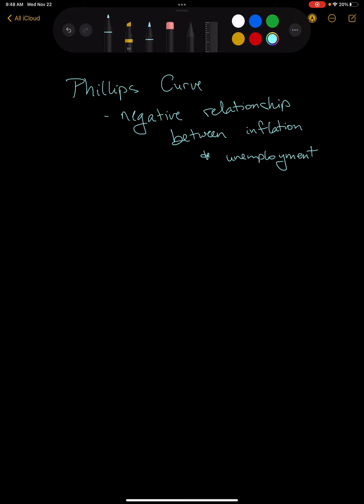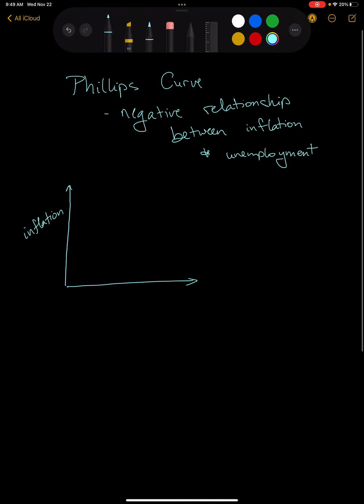How does it fit into this unit where we're taking our aggregate supply, aggregate demand model and transitioning into policy? Well, if I were to draw a Phillips curve, just to give you an idea here, I'm going to draw my axes. I'm going to put inflation on one axis. For me, I tend to put it on my vertical axis. And then I'm going to put unemployment on the horizontal.